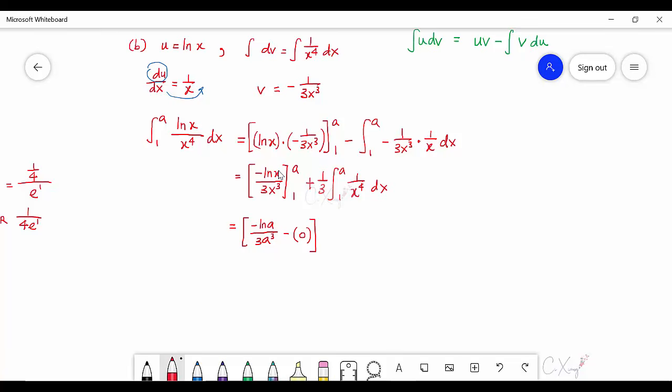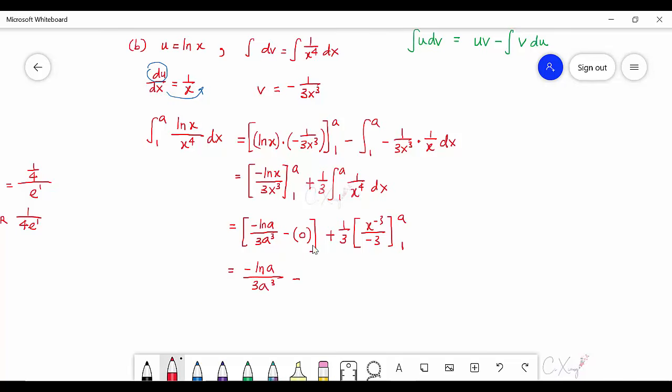Okay, then for this integration part, the 1 over 3 is a constant, therefore I just copy it. And then when I integrate 1 over x power 4, I will get x power negative 3 divided by negative 3. And again, you need to substitute the value of a and 1 later. Okay, so continue. Just copy the first term here.